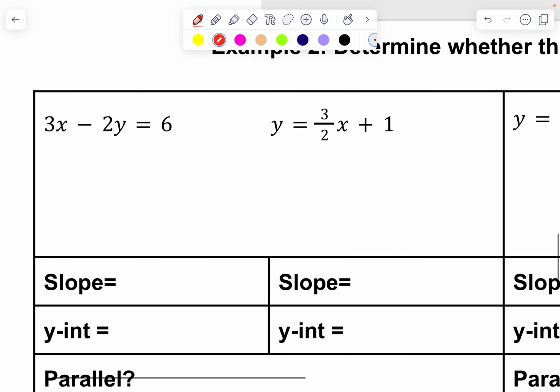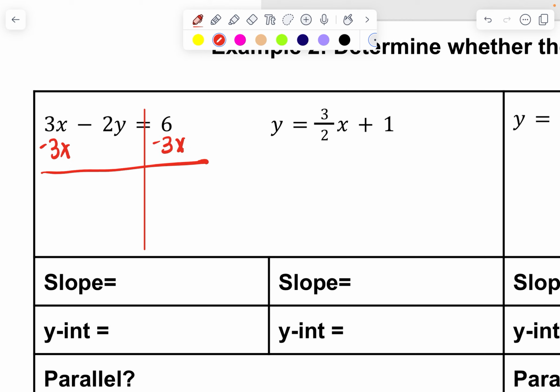So if we look here, we have to find the slope first. In order to find the slope, I need to get y by itself. So I'm going to take 3x. Negative 2y is negative 3x plus 6. Then dividing everything by negative 2, we'll get y equals negative 3 divided by negative 2, which is the same as positive 3 divided by positive 2, plus negative 3.